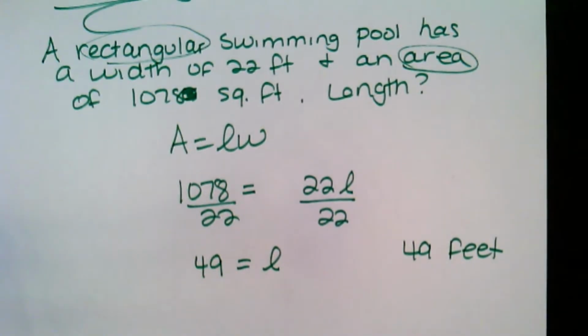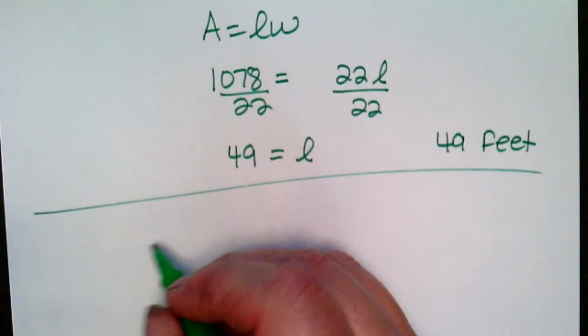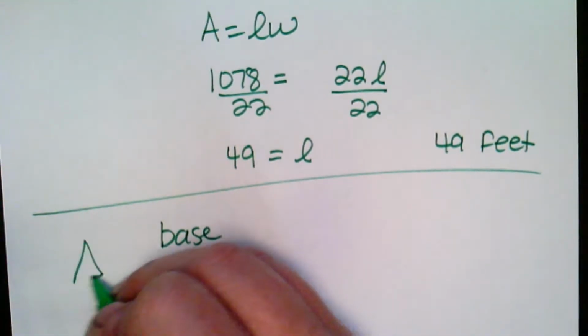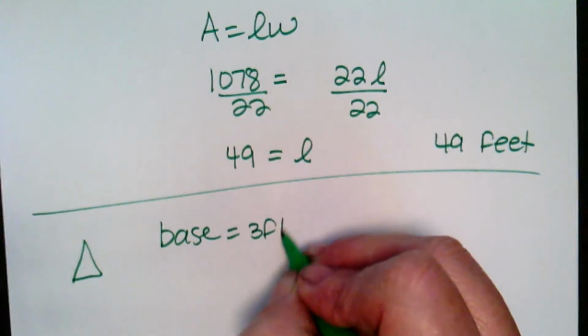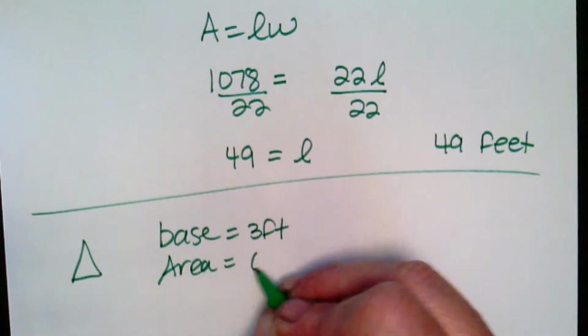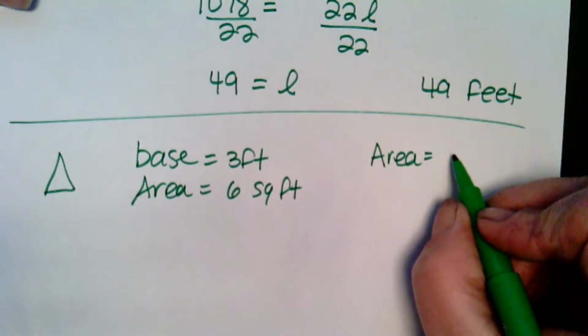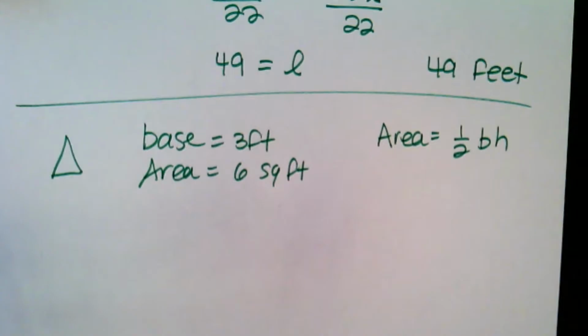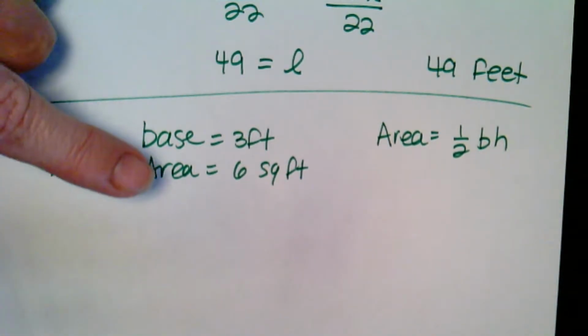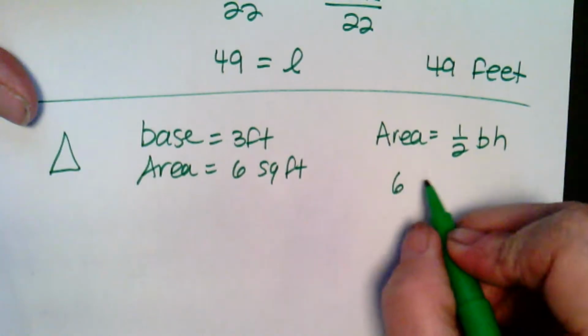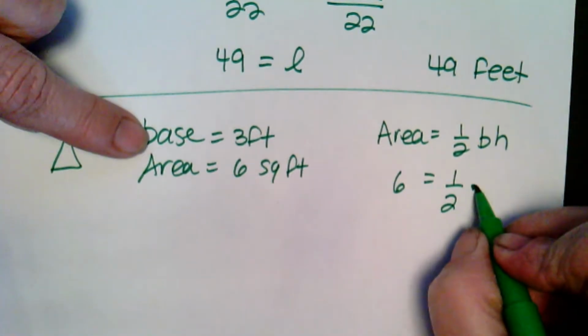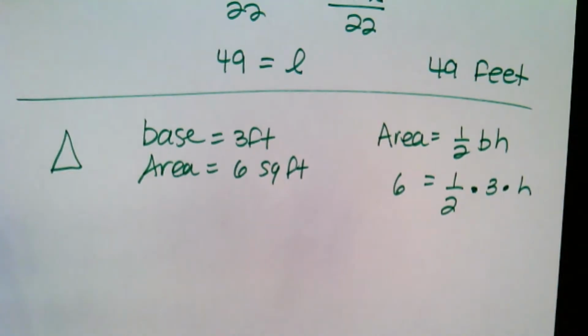So let's move on to the next one. It says a triangle has a base of 3 feet and an area of 6 square feet. The area of a triangle is one half base times height. So we know the base and we know the area. So I'm going to put the area here, times 3 times h, which we don't know.